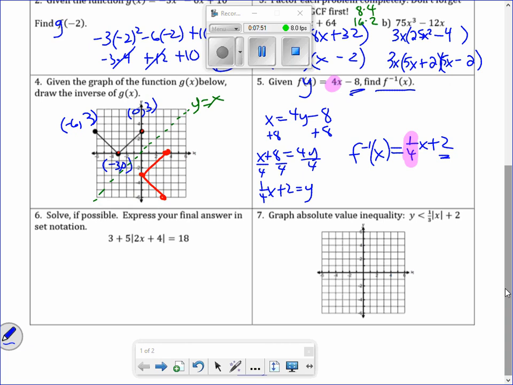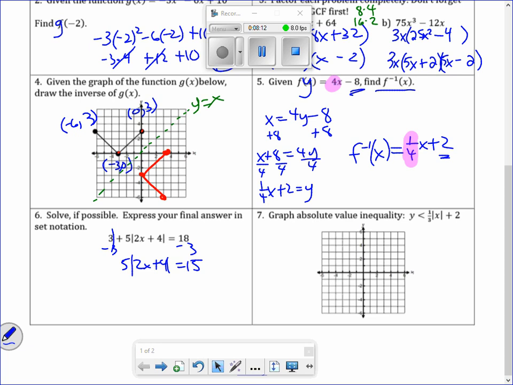All right, so number 6. I got to clean this up. I cannot add 3 and 5. Do not add those together. All right, so you have to get rid of them. Take away 3 from both sides. So I get 5(2x plus 4) equals 15.